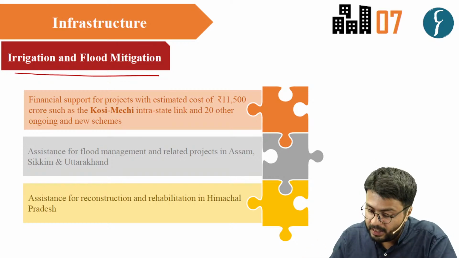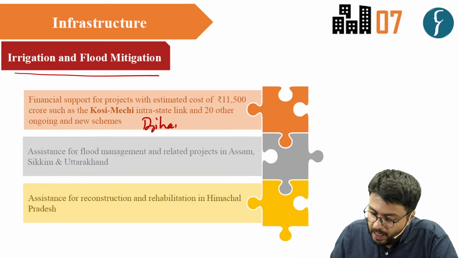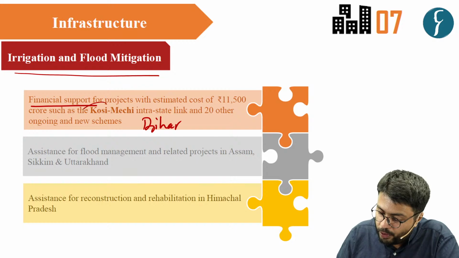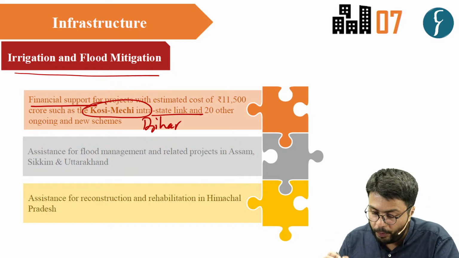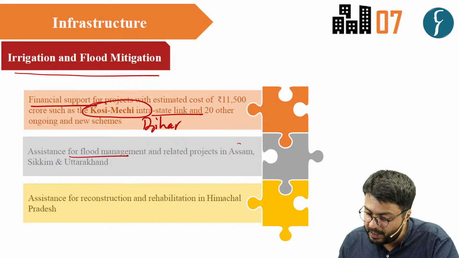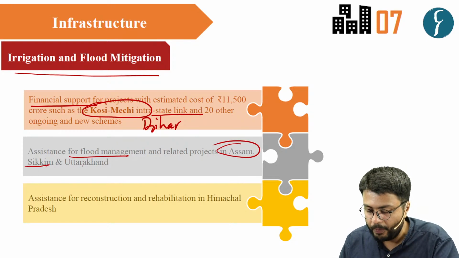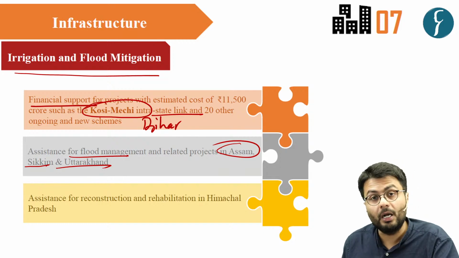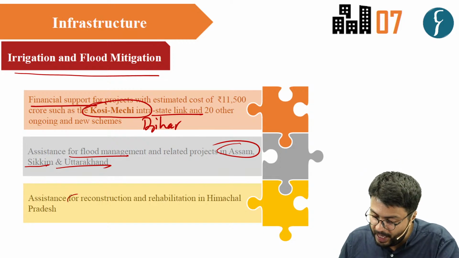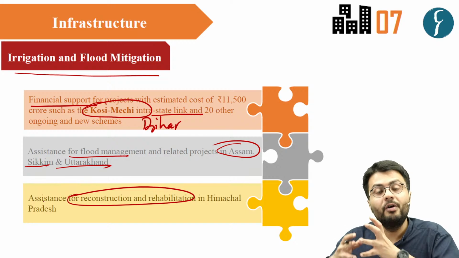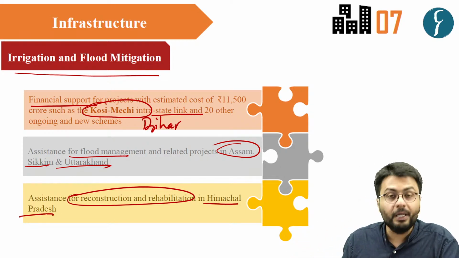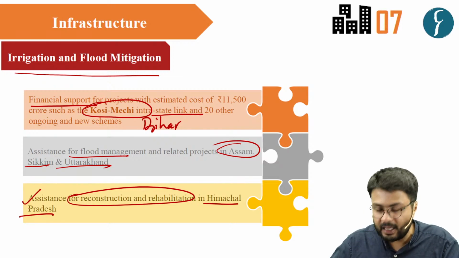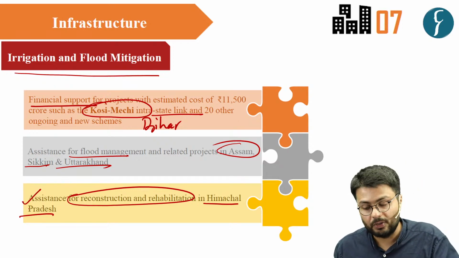Now as far as efforts to mitigate floods and irrigation support are concerned, the government is looking to extend support to various states, such as to Bihar under financial support for the Kosi Mechi intrastate link, and also the support for flood management will be extended to states such as Assam, Sikkim as well as Uttarakhand. Whereas for reconstruction and rehabilitation of people who were affected by flood events in the state of Himachal Pradesh, the government is also extending financial assistance.